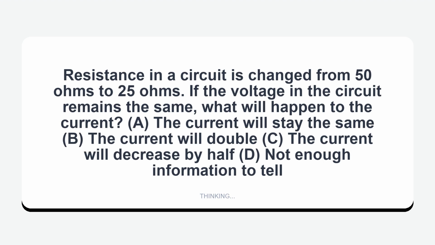Resistance in a circuit is changed from 50 ohms to 25 ohms. If the voltage in the circuit remains the same, what will happen to the current? A. The current will stay the same, B. The current will double, C. The current will decrease by half, D. Not enough information to tell. B.